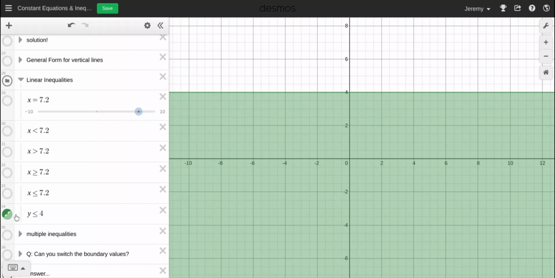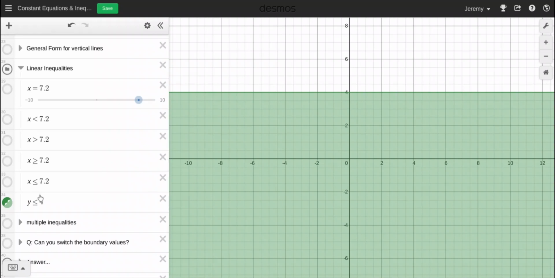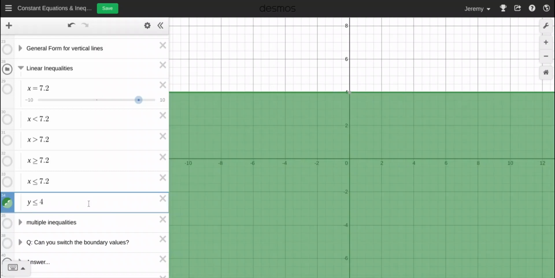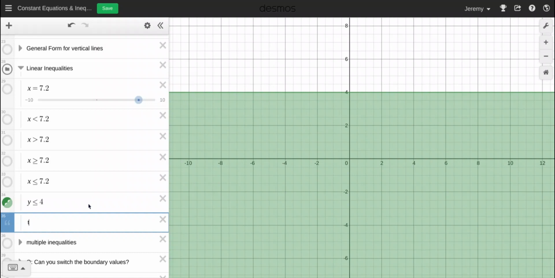Okay, so we've covered these graphs. And by the way, the shape made by this graph is called a half plane. This shape is called a half plane. Why is it called a half plane?